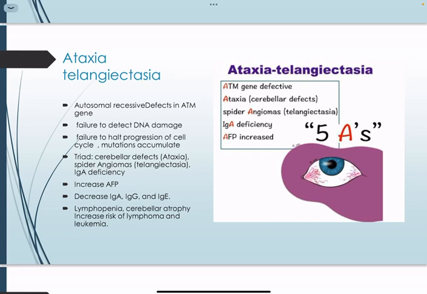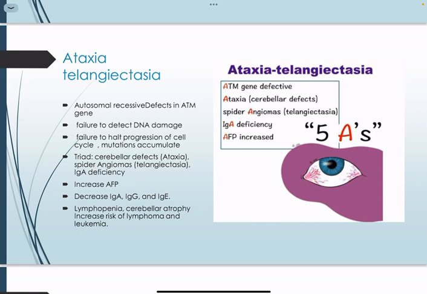Okay, so how do they present? The common triad: cerebellar defect, cerebellar ataxia, spider angiomas or telangiectasias, and IgA deficiency, okay? If you screen them or if you test them, you'll find increased alpha-fetoprotein levels. IgA is decreased commonly. The most commonly decreased immunoglobulin is IgA. However, you can also find low IgG and IgE levels. They might have global lymphopenia. They might have cerebellar atrophy, intellectual problems, increased risk of lymphoma and leukemia.